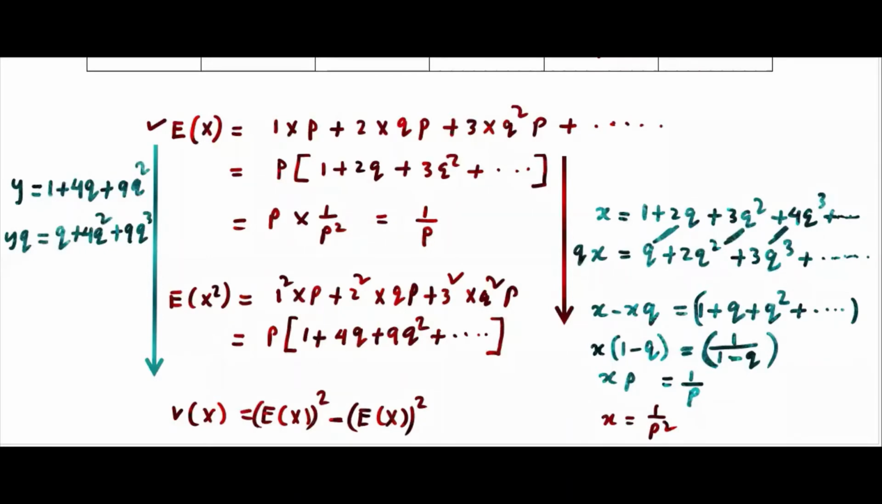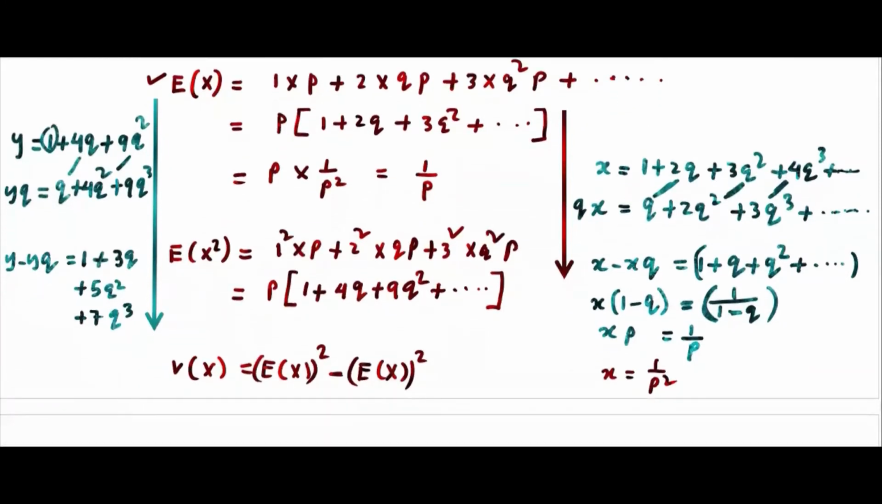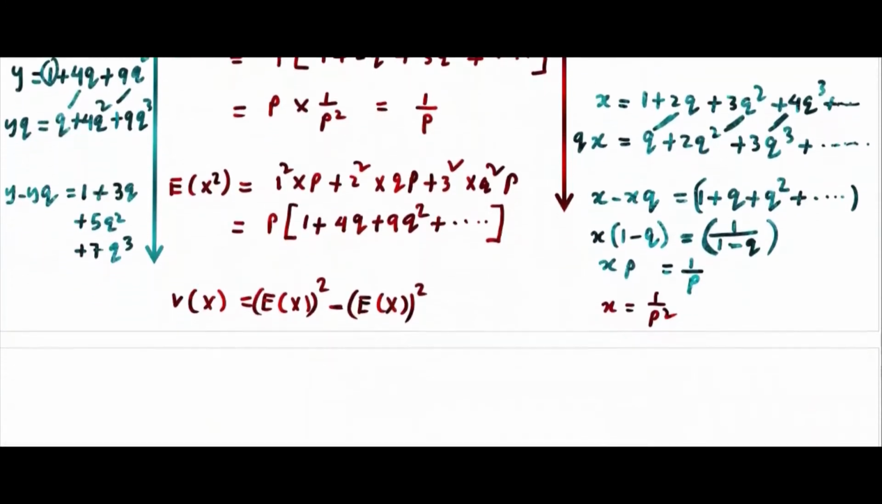Now when you subtract y minus yq, what do you get here? 1 you keep it, and you subtract this way. 4q minus q, you will get 3q. Then 9 minus 4, you will get 5q square. Then 16 minus 9, 7q power 3. This way you will get. Can you compare with this one? We have 2q, 3q square. A little bit more we need to do, so we'll continue to the next page.